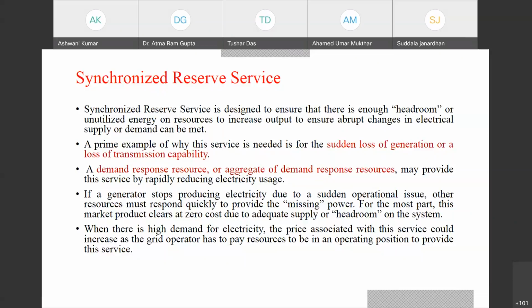So this reserve needs to be synchronized very fast in a system. For example, if we have an additional generation requirement, it must be put into the system very fast. If we don't require the additional generation, it has to be taken out from the system very fast. So such a kind of synchronized reserve needs to be there in a system. And whenever we have a reserve available, we call it a headroom on a system. We have capability available with us.